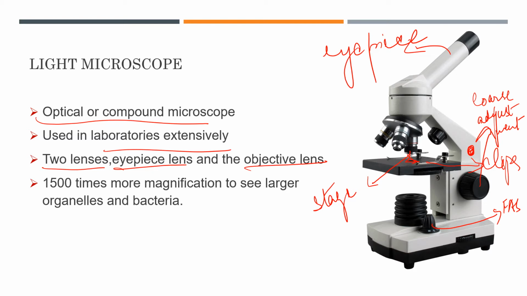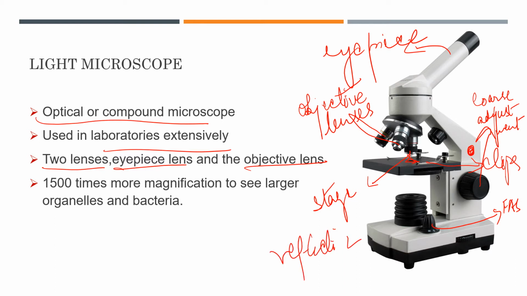Now here we can see the objective lenses. These two are the objective lenses. So this is the eyepiece through which we are seeing. This is the objective lens. This is the fine adjustment screw, this is the coarse adjustment screw, this is the clip, and this is the stage. This is the reflecting mirror. And the base on which it is standing is the stand of the microscope.